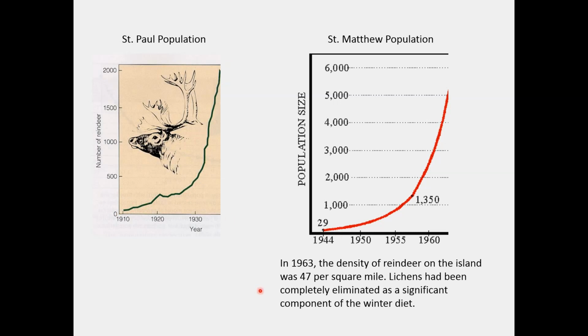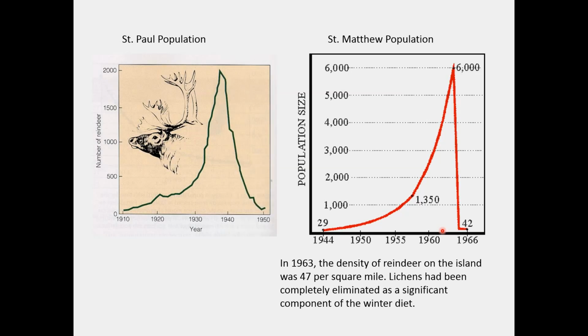So in 1963, let's focus on St. Matthew's population. In 1963, the density of reindeer on the island was 47 individuals per square mile. Critically, by this point, lichen had been completely eliminated as a significant component of the winter diet. The thing with lichen is it takes a very long time to grow, and remember, there weren't any reindeer on the island prior to 1944. The lichen had had thousands of years to build up on the rocks. The problem was the reindeer, in the space of 20 years, destroyed thousands of years of lichen growth. That meant, within 20 years, their winter diet had completely gone.